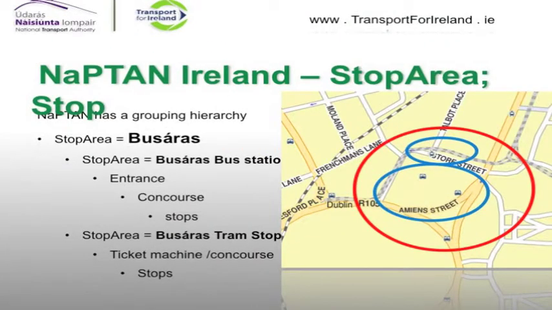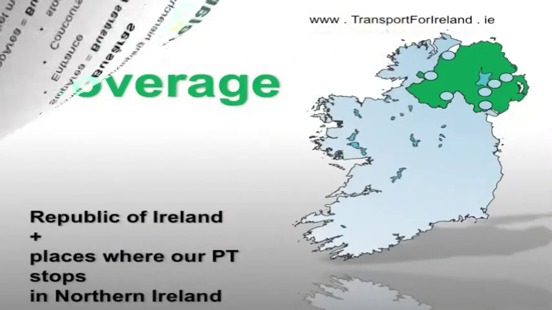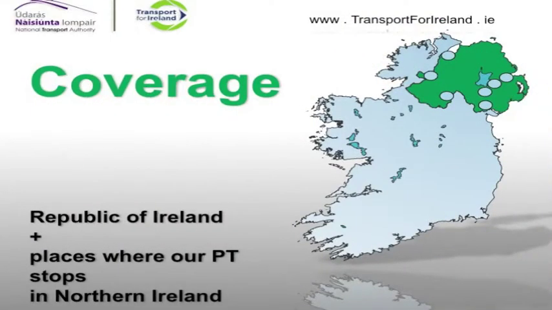And this is just an example, this is the Busaras stop. So we have a stop area called Busaras. Inside the stop area we have two more stop areas, one being the tram stop and the other one being the bus stops inside Busaras. The NaPTAN database covers all of the Republic plus those circles in Northern Ireland. That's where we have public transport stopping in Northern Ireland. And those codes are also unique in the British Isles.